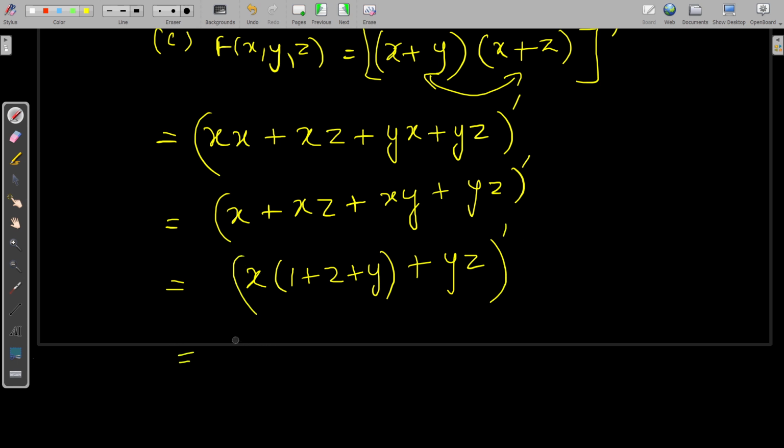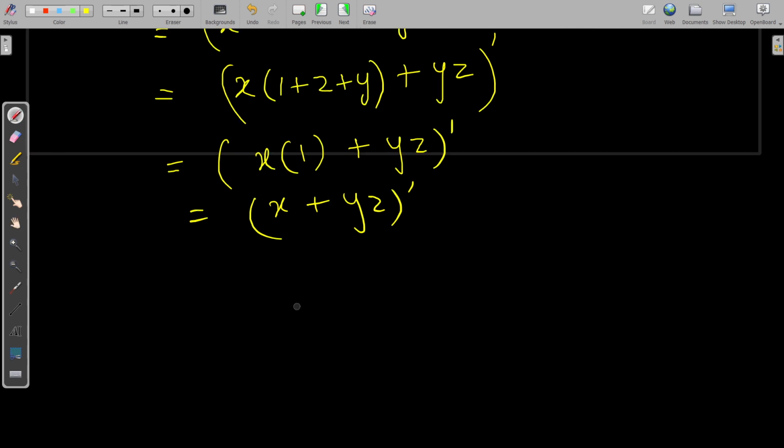So this is equal to x into 1 plus anything is 1, plus yz the whole dash. X dot 1 is x, so we get this as x plus yz the whole dash. Then if we apply dash to it, it becomes x dash dot yz the whole dash. So that is x dash dot yz the whole dash, which can be written as y dash plus z dash.